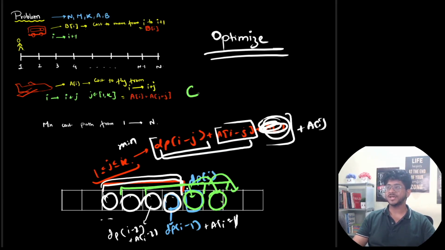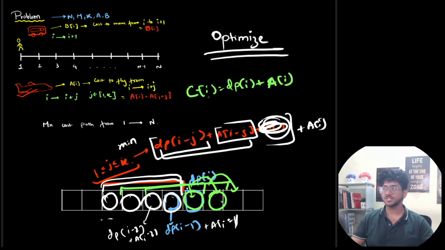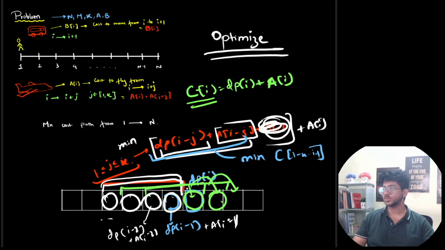So let's say you create an array c, where c of some index i is equal to dp of index i plus a of the index i. If this is the new array c, isn't this minimum nothing but the min of the c array in the range i minus k till i minus 1? We need to find the minimum in this range for the c array. Since we are doing this iteratively, as we calculate dp of i, we can calculate c of i incrementally as well. So at any particular index, we can find out the minimum of the last k of this new c array.